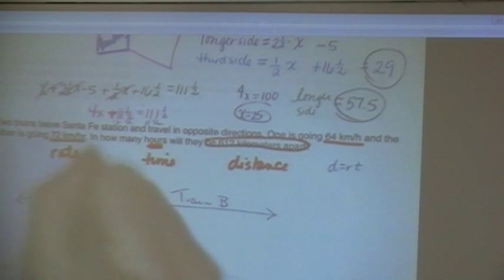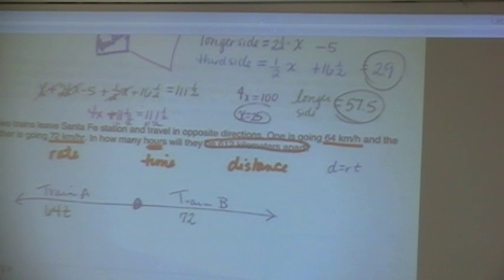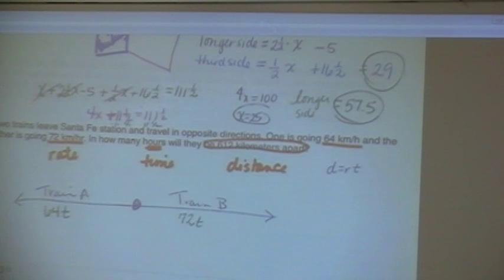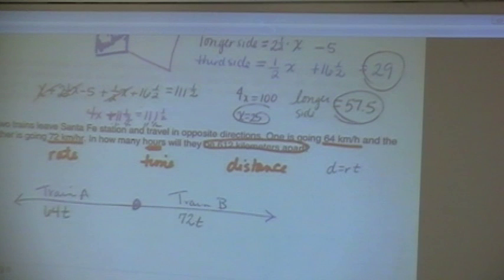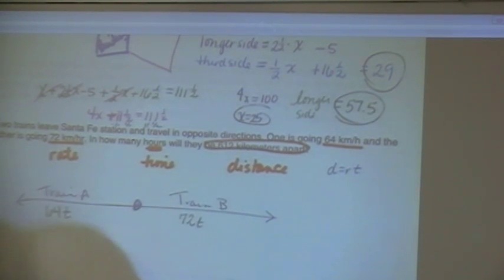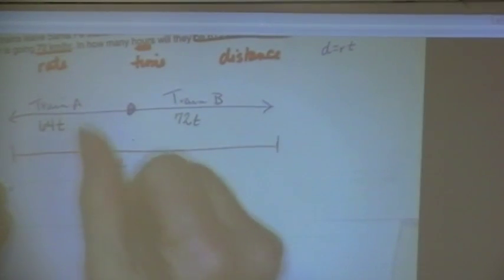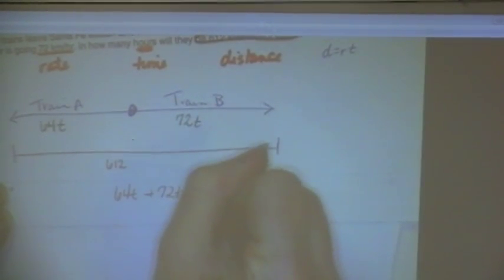So 64T. What about train B? 72 for how long? Don't know. T. Now, they didn't give me a distance for each individual one, but what they did say was that this whole thing, all of it together, should be 612. Mathematically, what is all of it together? The sum. So 64T plus 72T should equal 612.